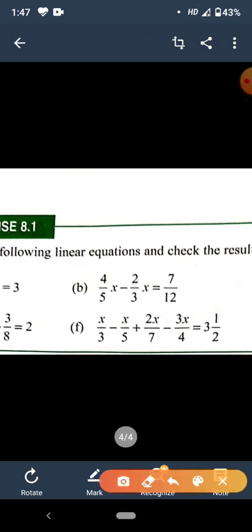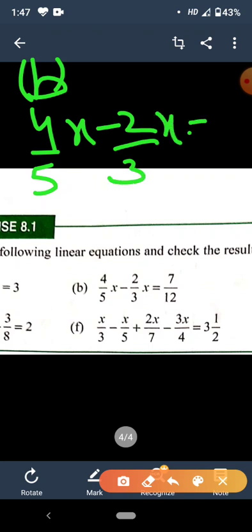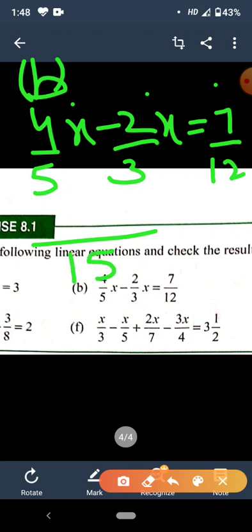Then question B of this exercise: 4 upon 5 x minus 2 upon 3 x equals 7 upon 12. So these are variable terms. Variables are with variables, no problem, they are together. Take the LCM. The LCM of 5 and 3 is 15. Divide 15 by 5.